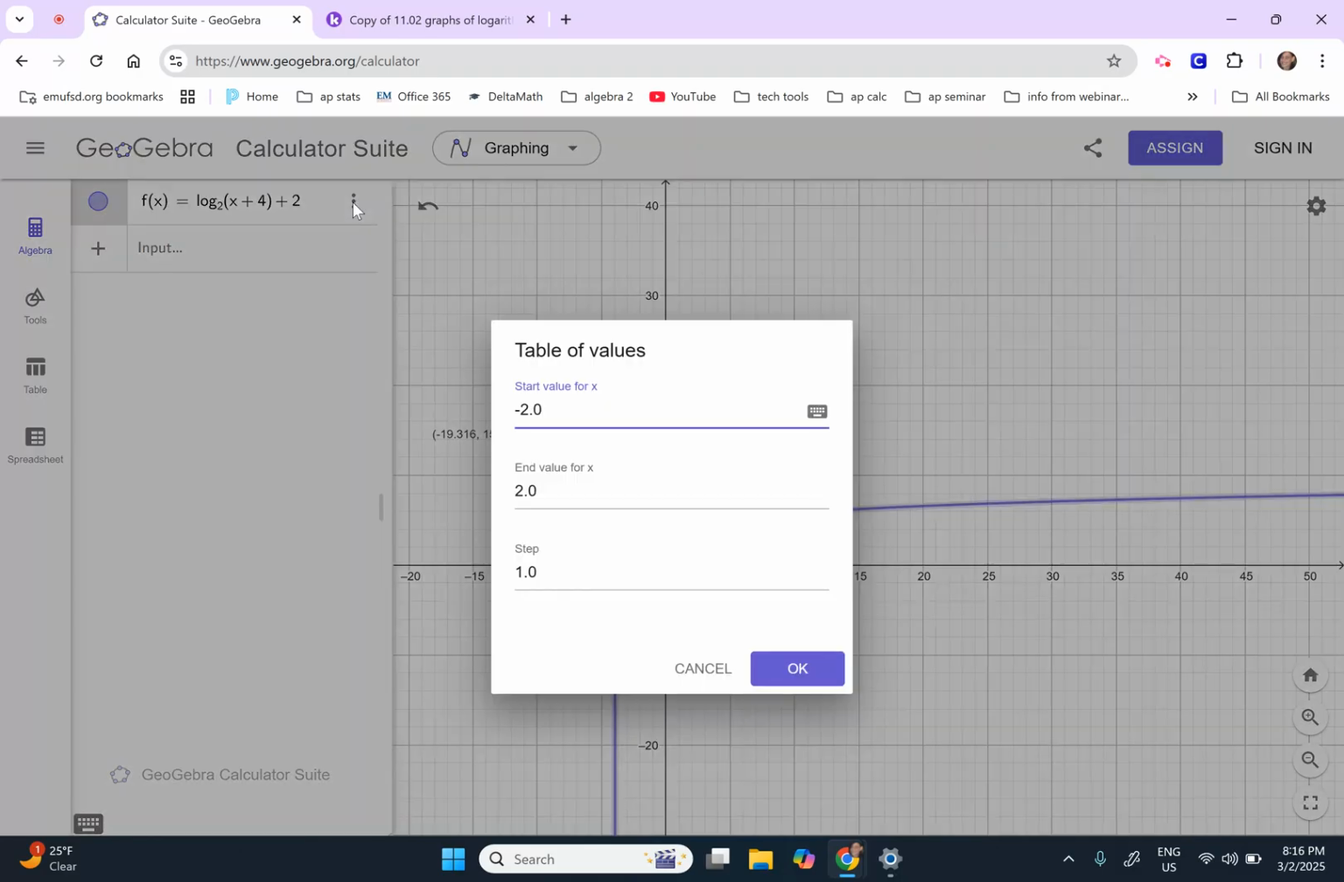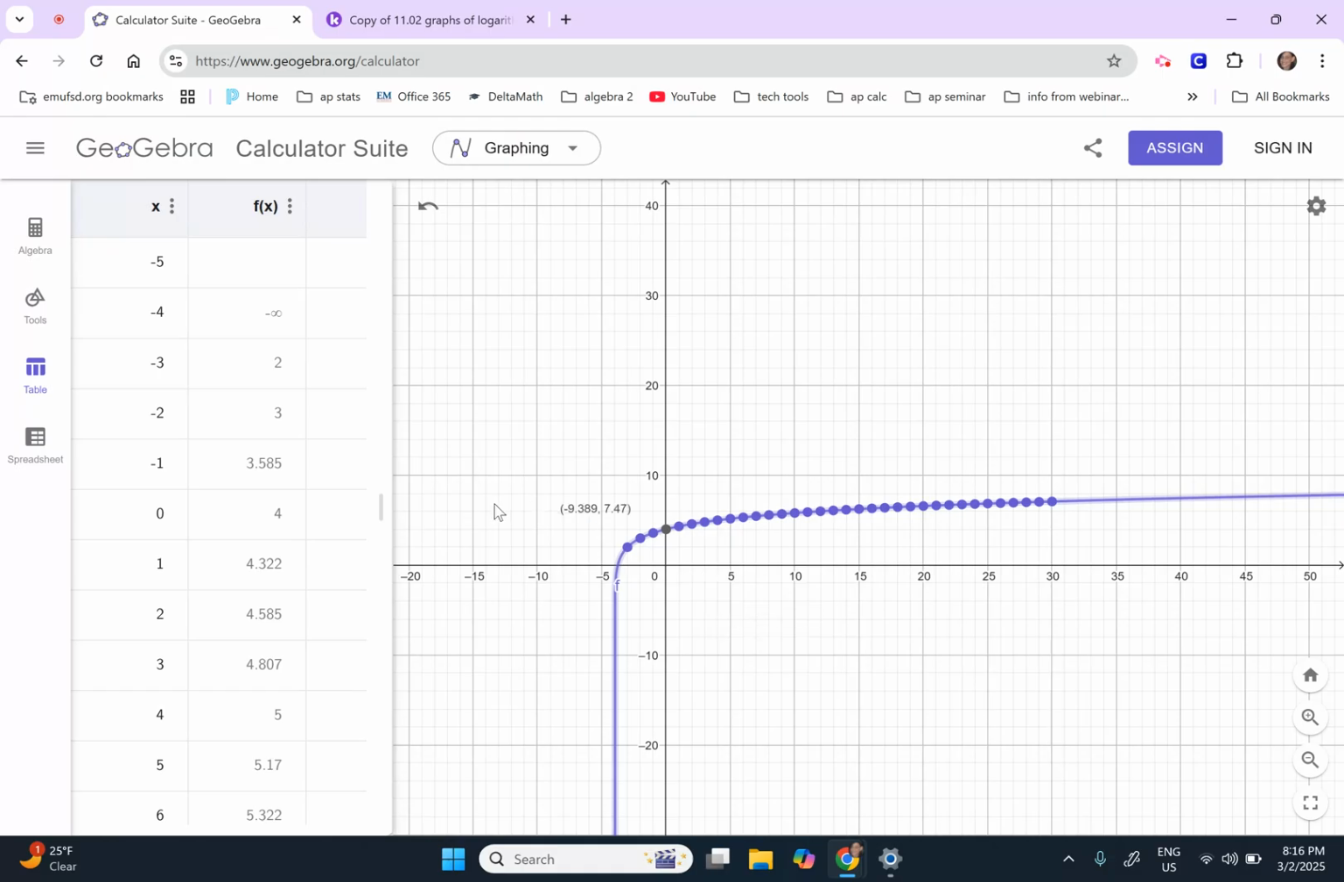Table of values. So we're going to go from -5, and let's go out to 30, because I think I give you up to 30 on the graph. So before I was talking about the x-intercept, we can actually get the x-intercept from clicking on the function.